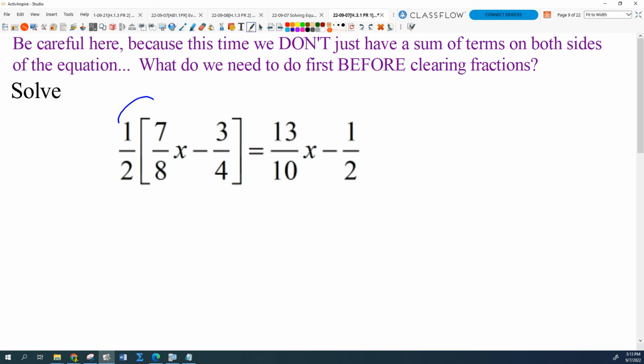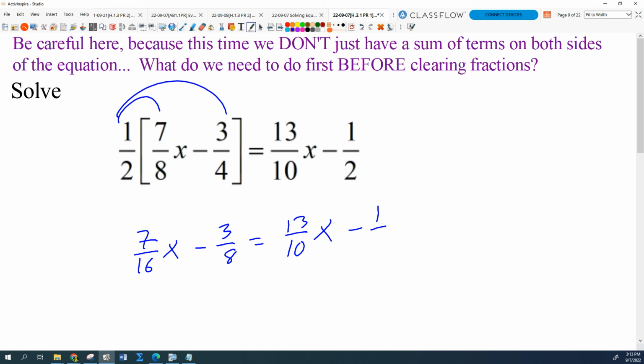We just distribute the 1/2 to both of the terms on the left side. What's 1/2 times 7/8? 7/16, isn't it? We just multiply 1 times 7 is 7 on the top, 2 times 8 is 16 on the bottom. So I get 7/16 x. 1/2 times 3/4 is what? 3/8. Everybody agree? Minus 3/8 equals 13/10 x minus 1/2. And now look, now we're back to an equation that is a sum of terms on both sides, and now we could just clear fractions.